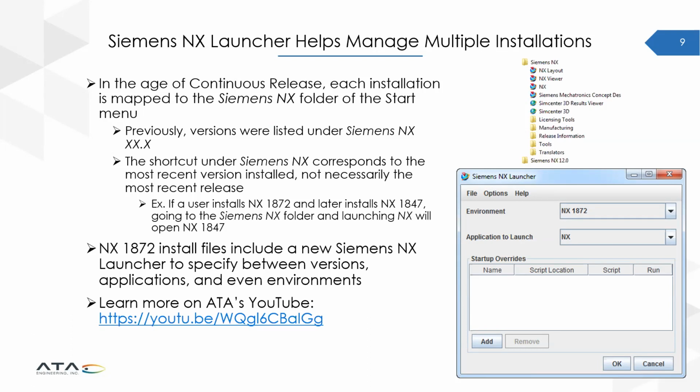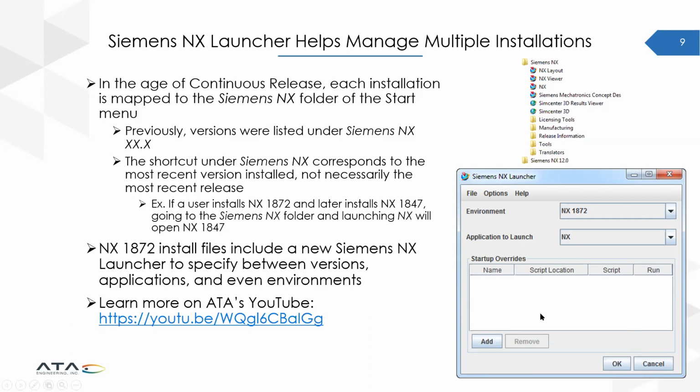With that challenge, and knowing that a lot of users like myself, and probably like you, are interested in maintaining multiple versions on your computer at the same time, whether to facilitate working with different projects where you need different versions of software, there's a new NX launcher program available with the 1872 install media. Basically it lets you choose between launching versions, applications and environments.